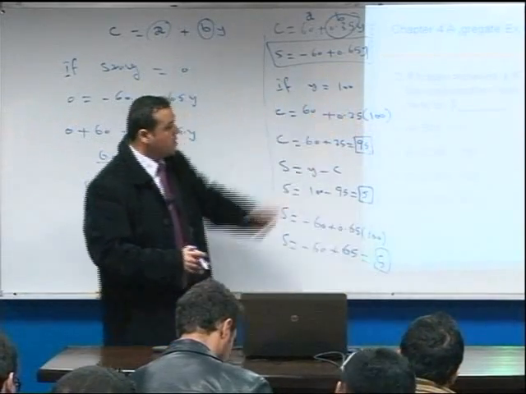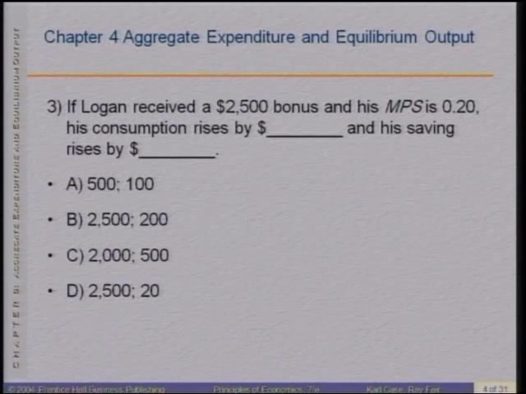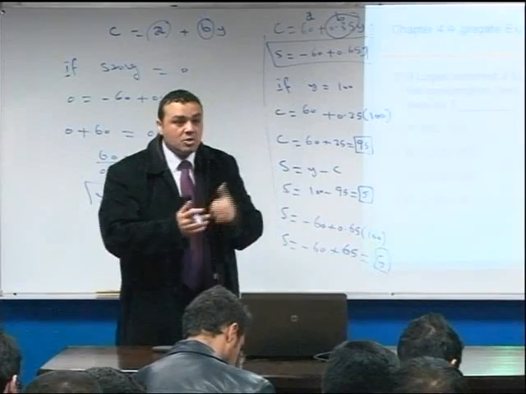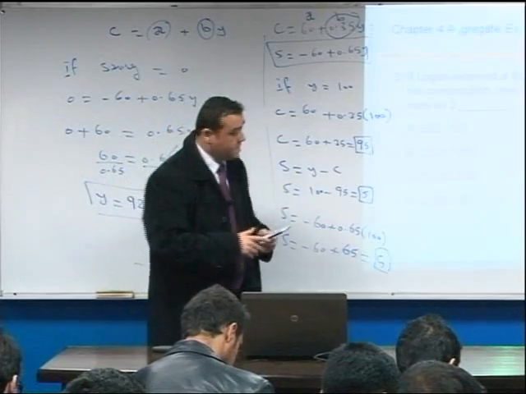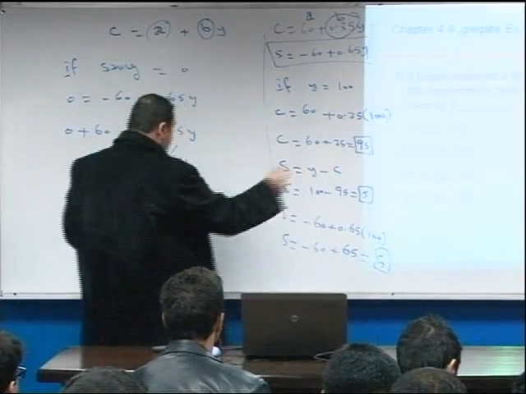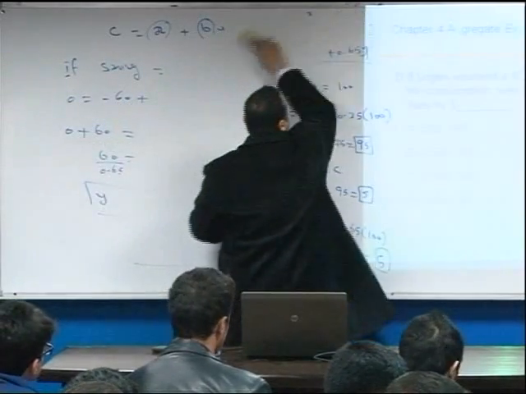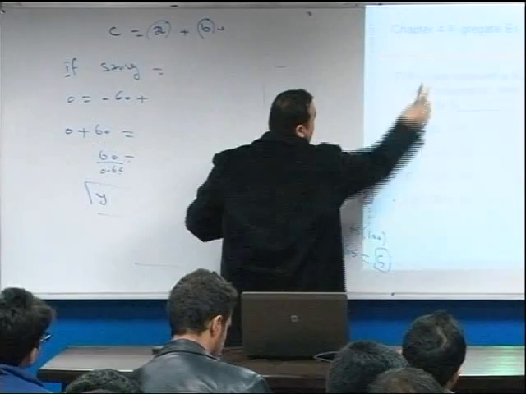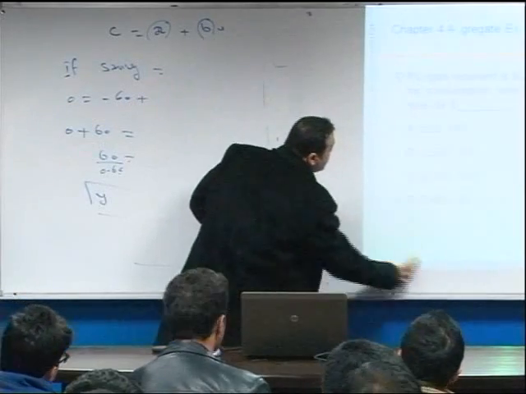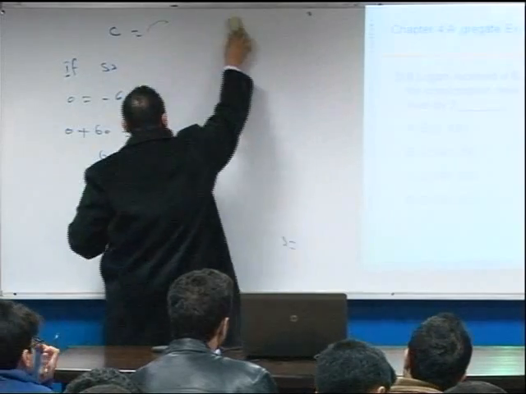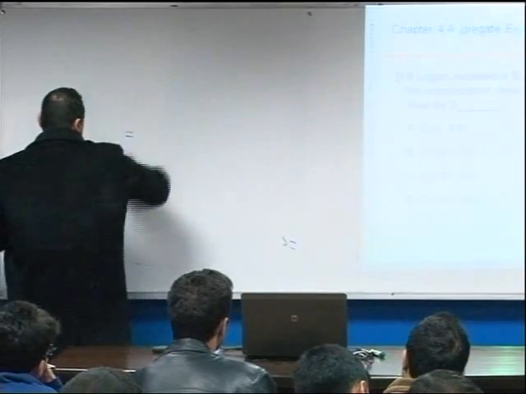Here, as you see, Logan received a $2,500 bonus on his income, and his MPS, marginal propensity to save, equals 0.20. His consumption rises by how much, and his saving rises by how much?